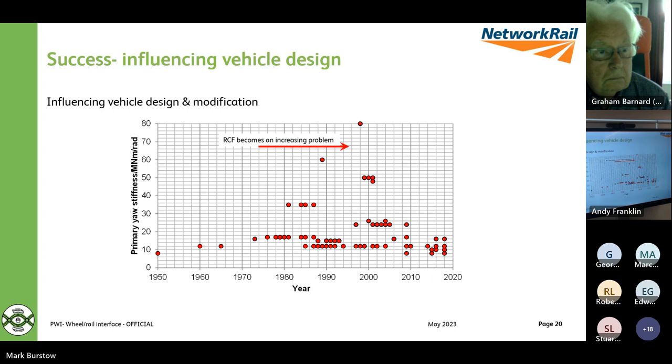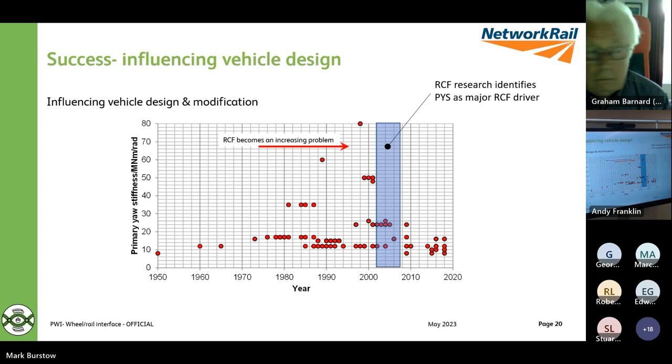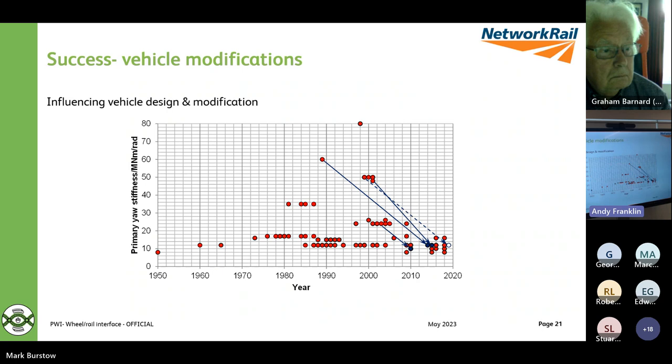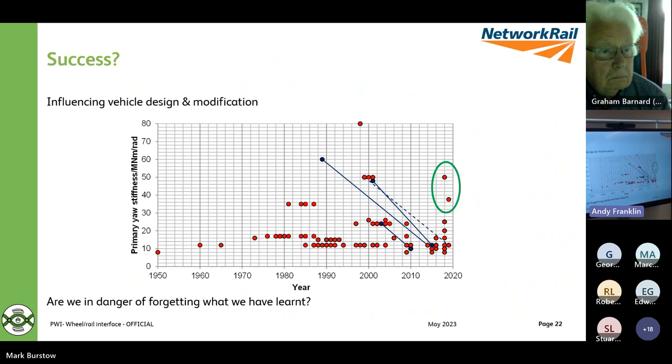Obviously, we've had all that research into rolling contact fatigue from then on. We've understood that actually it's the primary yaw stiffness which is driving the damage. And suddenly we've been able to start to actually drive yaw stiffness back down and maintain it around reasonable values. It's also been beneficial in that some of these fleets, we've actually been able to modify them. So things like the Hall bushes have been introduced on fleets to bring the yaw stiffness back down, which has been beneficial. But what worries me is that some of the very new fleets that we've got in have actually started to increase yaw stiffness again. So my concern is that, are we in danger of forgetting some of the lessons that we've already learned?